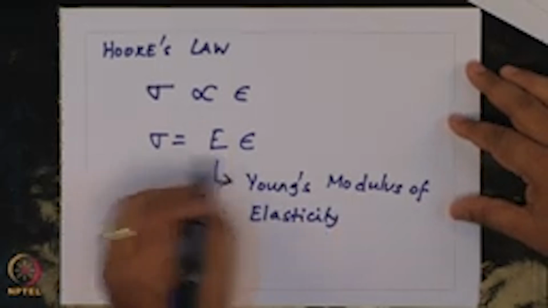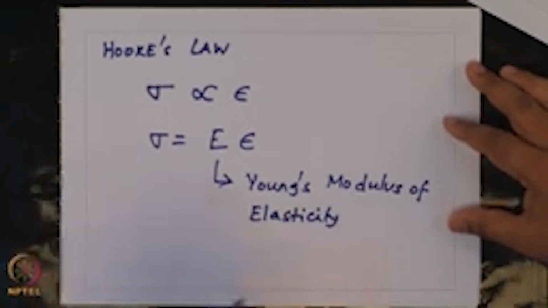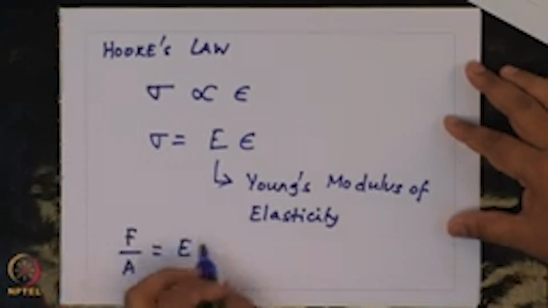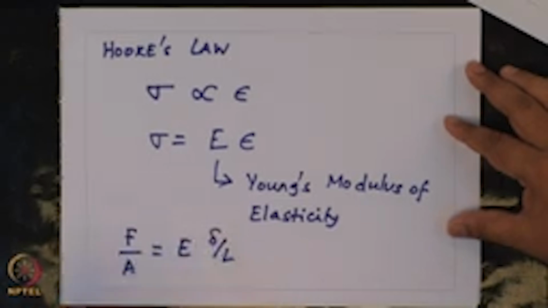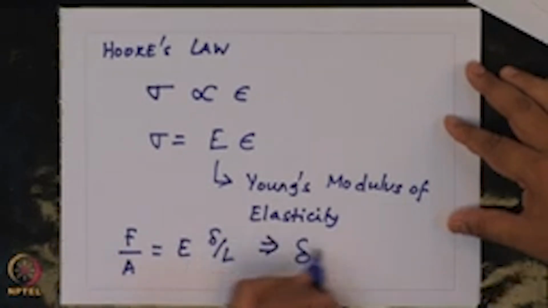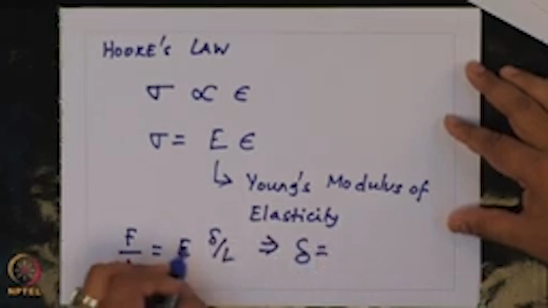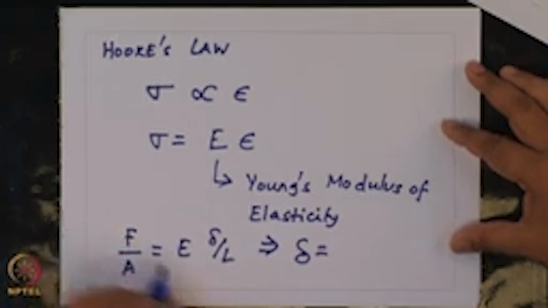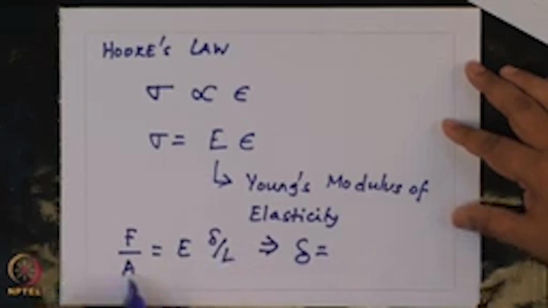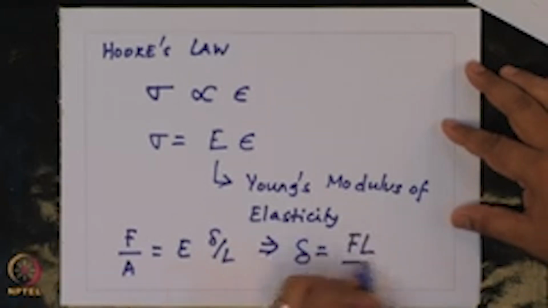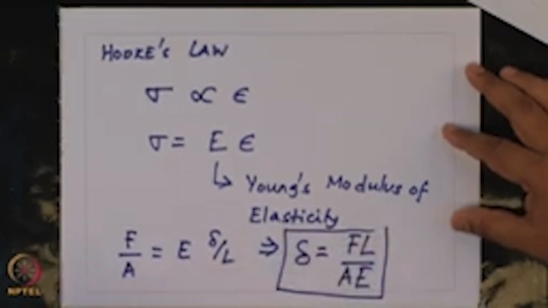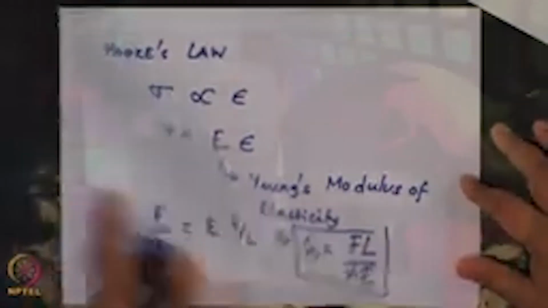Okay. So, from this expression you also know that sigma, given by F by A, is E times delta by L. So, this expression can be modified to find out, given the Young's modulus of a material, if you exert a force F, if it has a length of L and a cross sectional area of A, how much will it stretch, and this will be given by F L by A times E. You have delta is F L by A E.